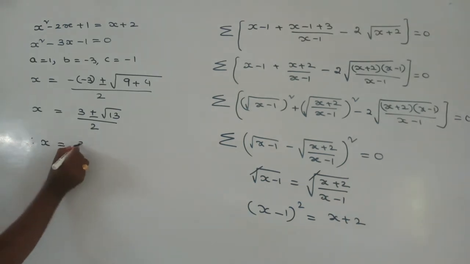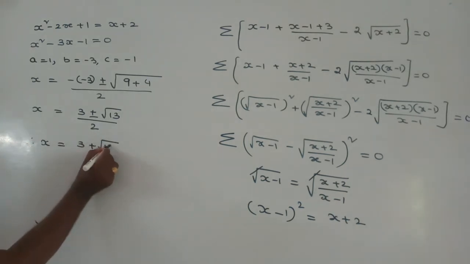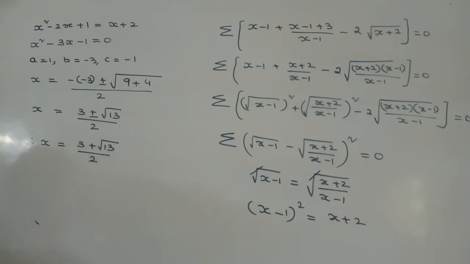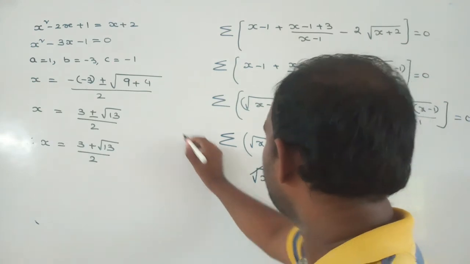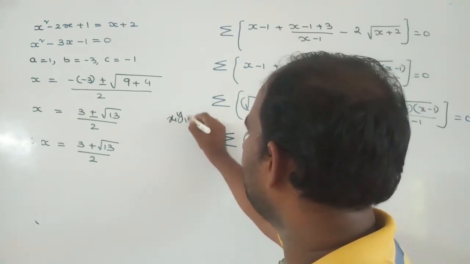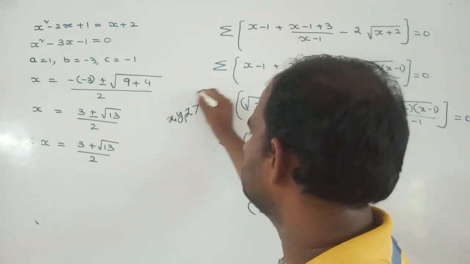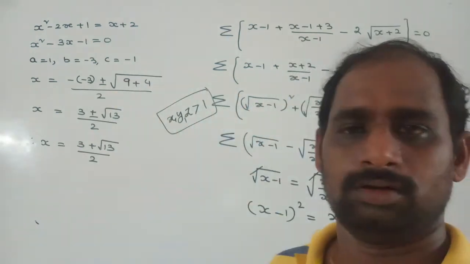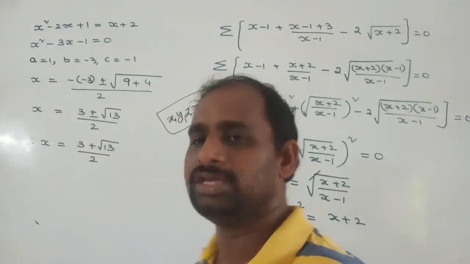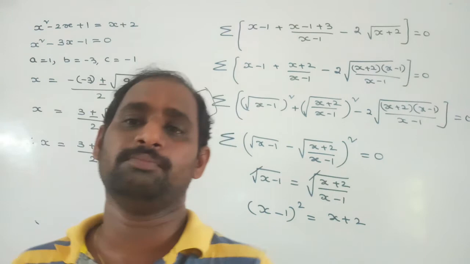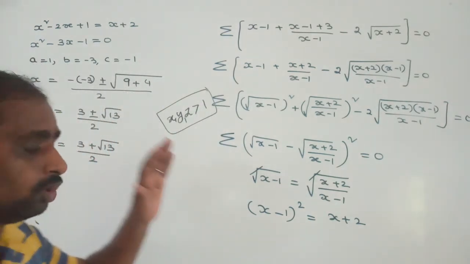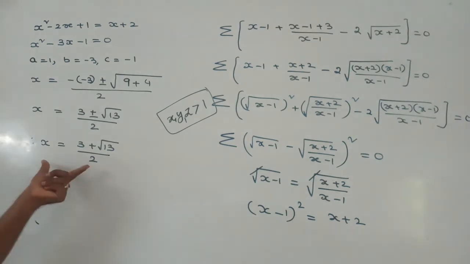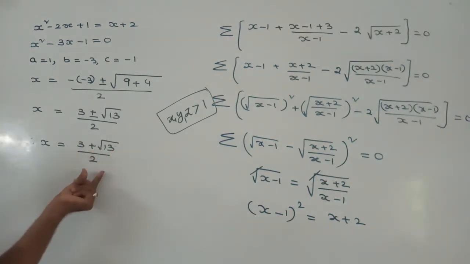Therefore, x is equal to, only we should take root 13 by 2 with plus. We should not consider negative, because in the problem they mentioned very clearly x, y, z is greater than 1. If you take negative here, we will get the negative number. So we should not take that negative. We should take only positive. So finally we got x is equal to 3 plus root 13 by 2.